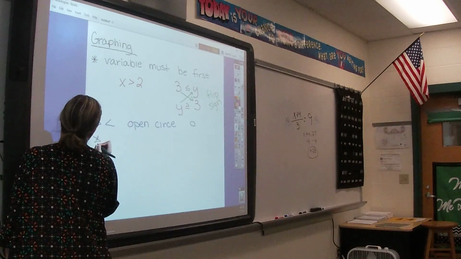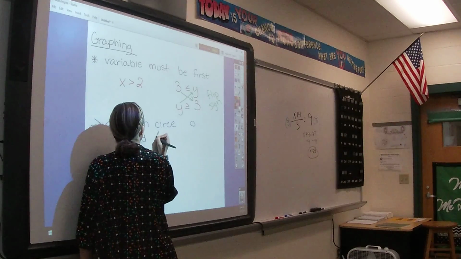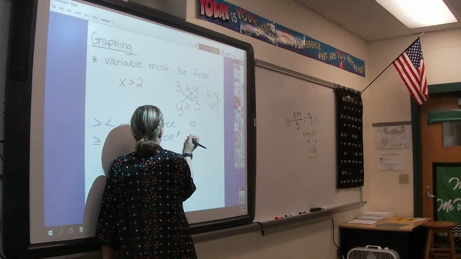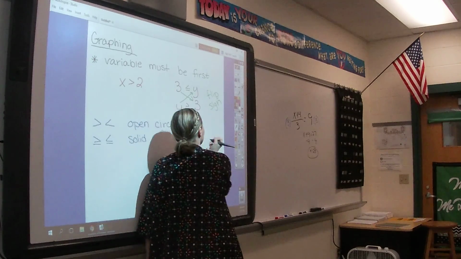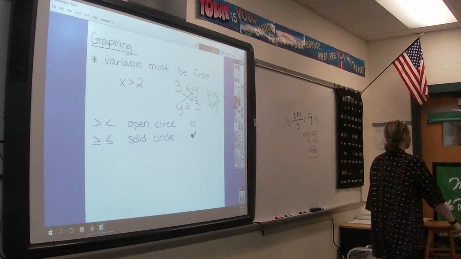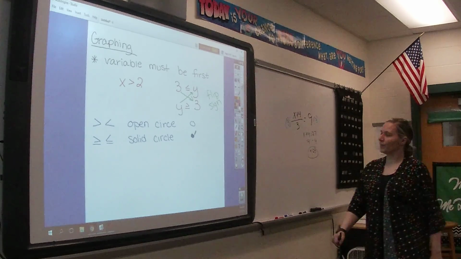If we have greater than or equal to or less than or equal to, it's going to be a solid circle. Solid line underneath, solid circle when we graph it. Put an L in the first circle. Oh, I sure did. Thanks.